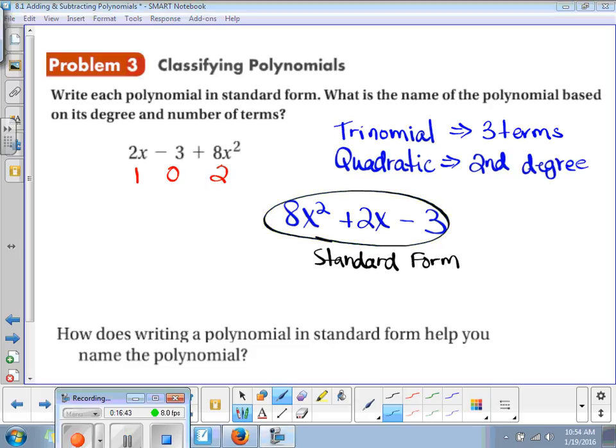How does writing a polynomial in standard form help you name the polynomial? What do you think? Yeah. It helps you figure out which degree it is because the greatest degree is at the very front. Very good. It helps you figure out the degree because the degree is in the very front because it's greatest to least. Very good.